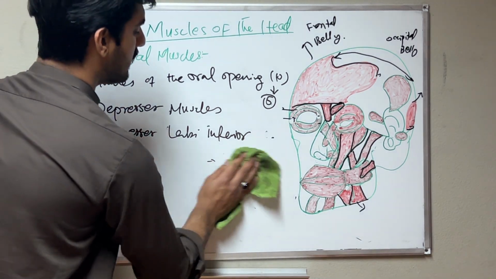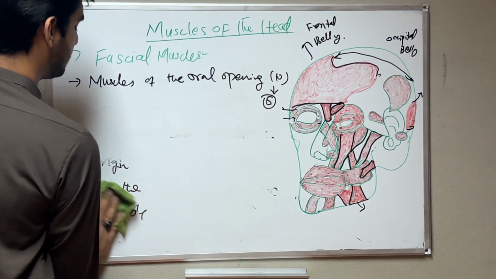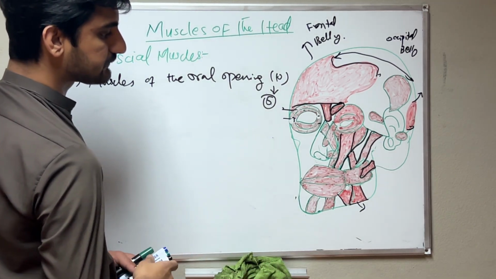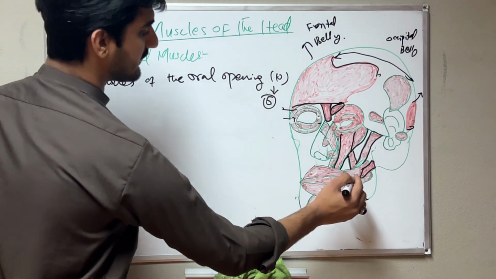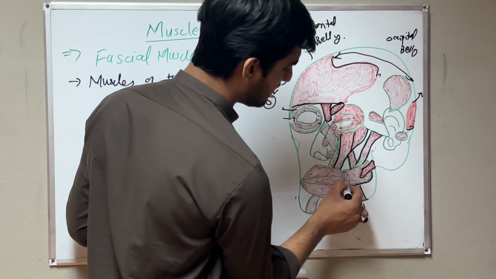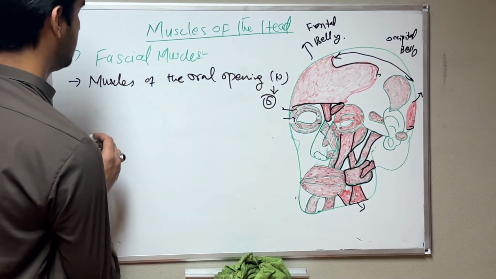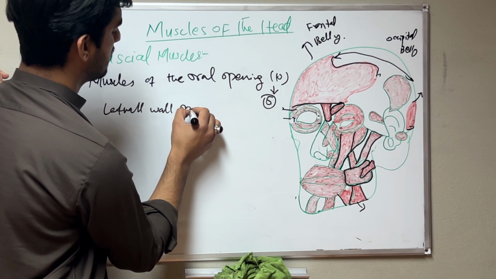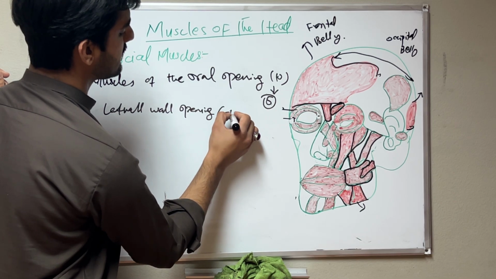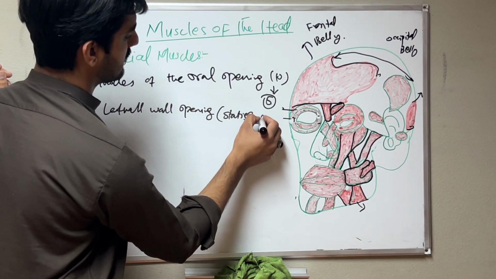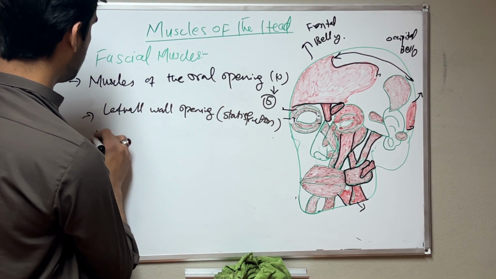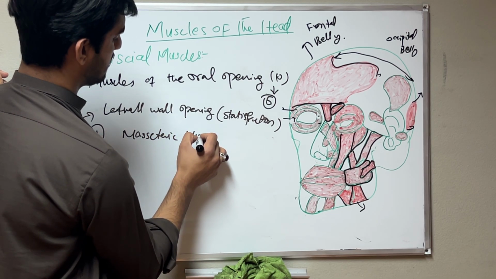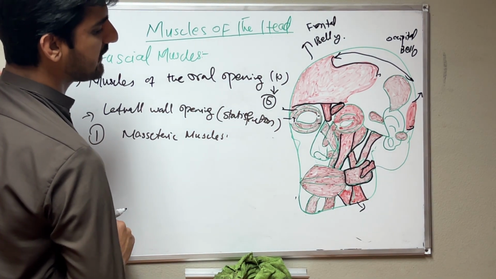Now the third section in the muscles of the oral opening, which muscles? The buccinator, the compression muscle. In this group we have only one muscle, the buccinator muscle. The lateral wall muscle of the mouth opening, or you can say the compression muscle. This group has only one muscle, named the buccinator muscle.